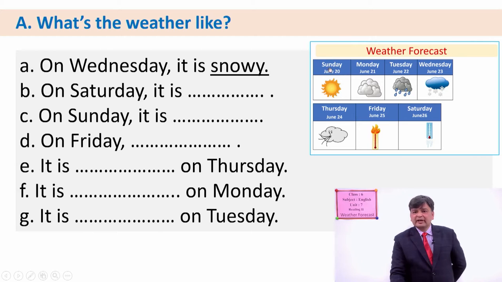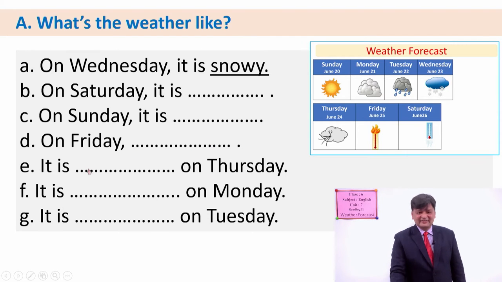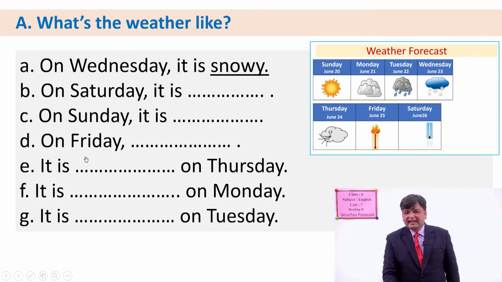On Sunday, what can you see on Sunday? What it will be like? It is sunny. Good. And on Friday, there is a fire. Means heat. It's on Friday. It is hot. Very good. Now let's look at number E. It is on Thursday. So the wind is blowing very fast, right? So it is a windy day. Very good. So how do you spell that?